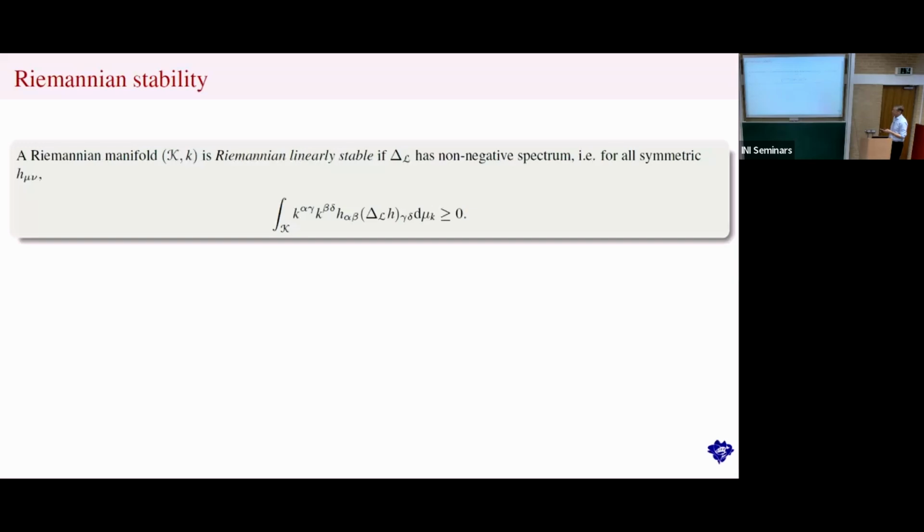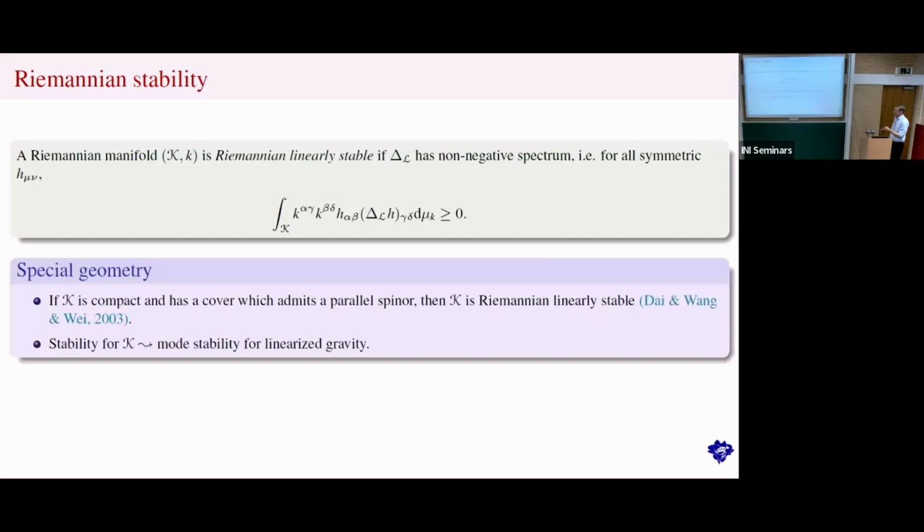Okay. And so a very important fact is that due to the special holonomy, this Lichnerowicz Laplacian on the Calabi-Yau, or on this special holonomy compact factor, has non-negative spectrum. So there's an inequality like this. And this was proven by Dai, Wang, and Wei. The reason this holds is that you can write the Lichnerowicz Laplacian as a square. So that's where the supersymmetry comes in.